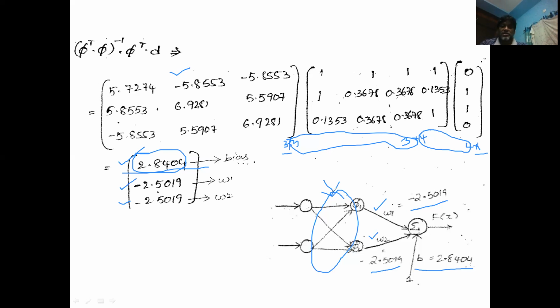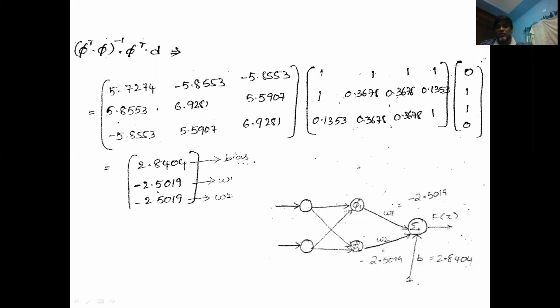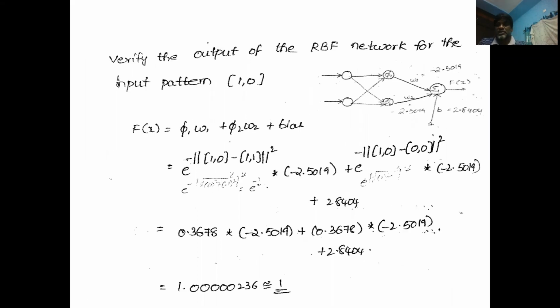So this will be the final architecture of our neural network, and we can say our RBF neural network is ready to predict the outputs for any given input. Let us check whether the RBF neural network that we designed here is working properly or not with the help of a sample testing here.